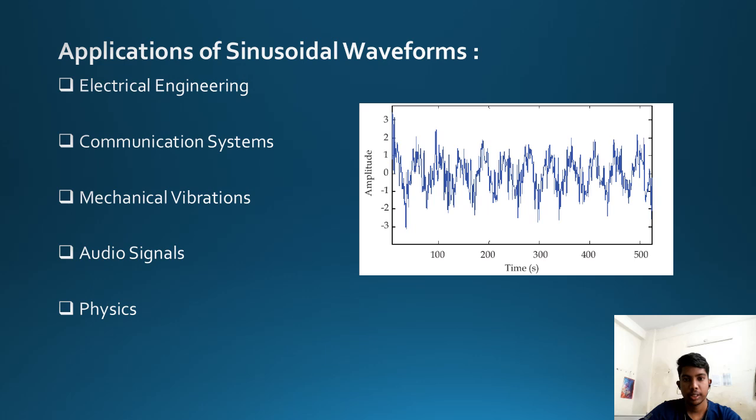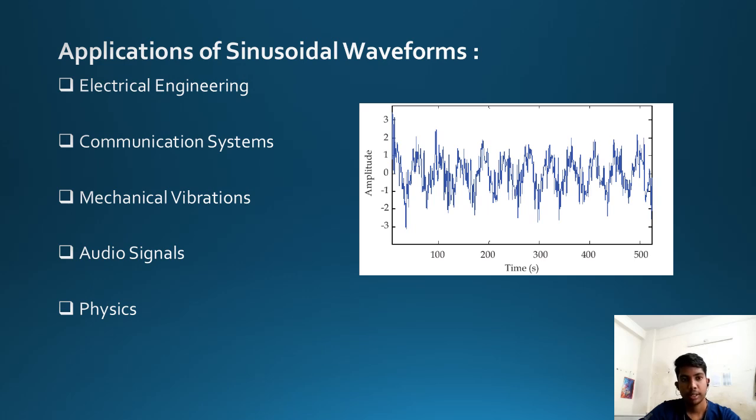Another application for sinusoidal waveforms is mechanical vibration. The example for this is vibration analysis, that is, sinusoids are used to study mechanical vibrations in engines, bridges, and buildings. Another example for mechanical vibration is seismology, that is, earthquake waveforms are analyzed as sinusoidal signals to determine magnitude and frequency.